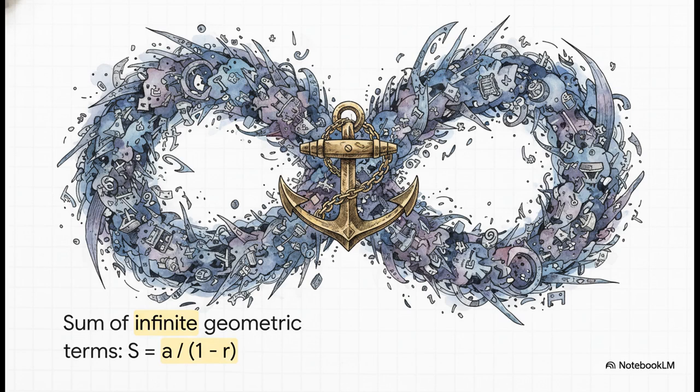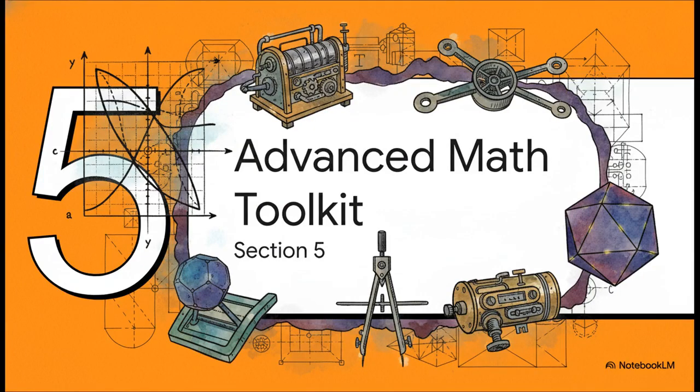This beautifully simple formula allows us to calculate the exact sum of an infinite sequence of geometric terms, provided that the multiplier r shrinks the values fast enough. It is literally infinity, tamed by a tiny piece of algebra. Just incredible. Finally, let's bring it all home with Section 5, the Advanced Math Toolkit.